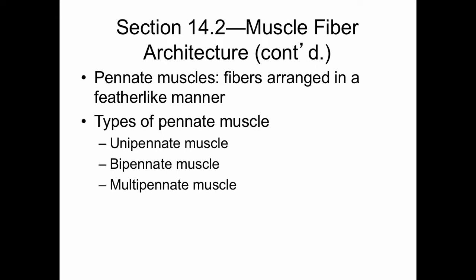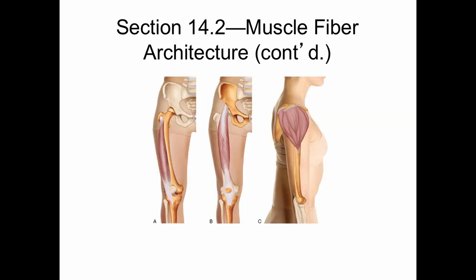There are also architecture descriptions called pennate muscles. In pennate muscles, the fibers are arranged in a feather-like manner. There are three types of pennate muscles: unipennate muscles, bipennate muscles, and multipennate muscles. The word pennate itself means feather-like, and the various prefixes refer to the placement of fibers along the tendon. Figure A is a unipennate muscle, Figure B is a bipennate muscle, and Figure C is a multipennate muscle.